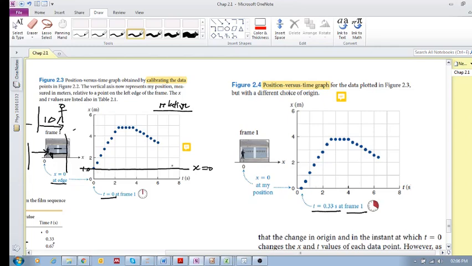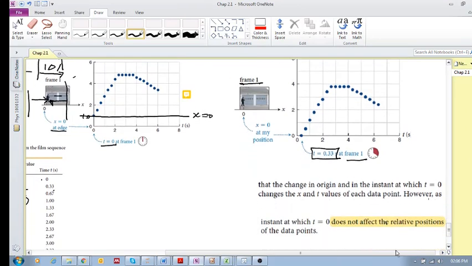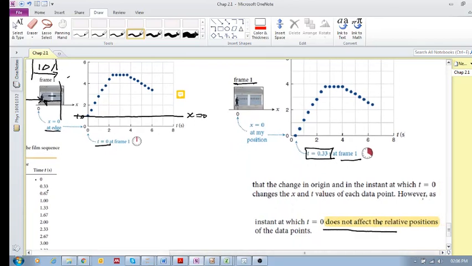So we've changed our reference position and we've changed our reference time. So the man is starting in frame 1, his position is 0, and in frame 1, his time, we're starting at 0.33. And you're asking, why would we do this? Well, the point here is to show that it does not affect relative positions. Yes, the absolute numbers and times have changed, right?